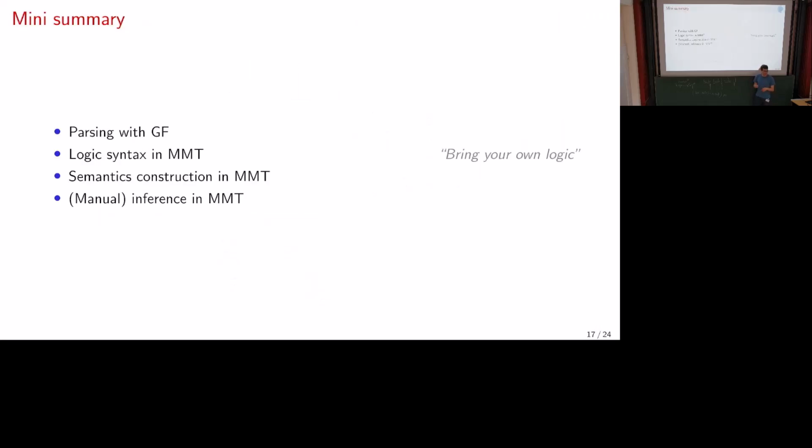Okay, so a mini summary of where we are right now. Parsing with GF, logic syntax we do in MMT, semantics construction we do in MMT, and the whole thing is kept flexible so that you can use whatever logic you want. And then you can manually, so far, do inference in MMT to try it out. Manual inference is great for maybe a first feeling for it or for a teaching setting, but it's really annoying because the proofs get really complicated really quickly.